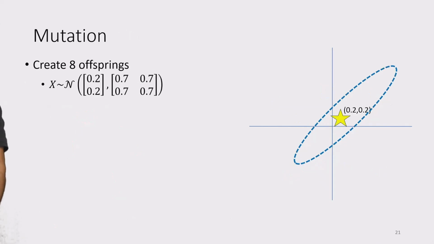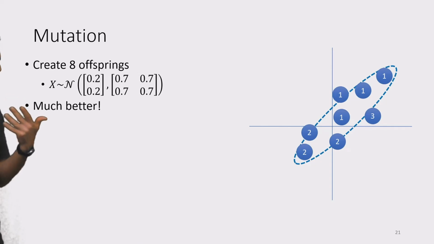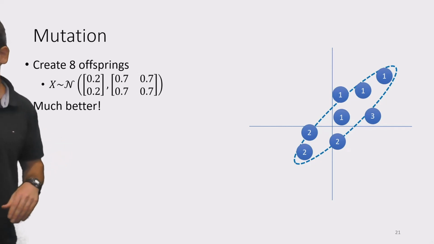Okay, so now we have a multivariate Gaussian. What will happen if we create 8 offspring now? It looks better, right? This looks much better, and of course this shows you that you have to take the covariance matrix into account to account for the dependencies between the dimensions that you're optimizing.